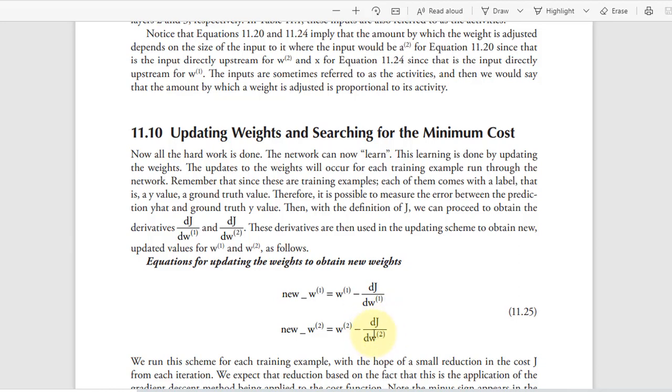So this is one calculation, and we're going to get the new weight by taking the original weight and subtracting. In other words, gradient descent is going to say subtract it, and this is the amount we're going to subtract it by. And the same thing here, gradient descent will say subtract from this. So we're going to start with the old weight and subtract this derivative from it, and that's going to give us a new weight.